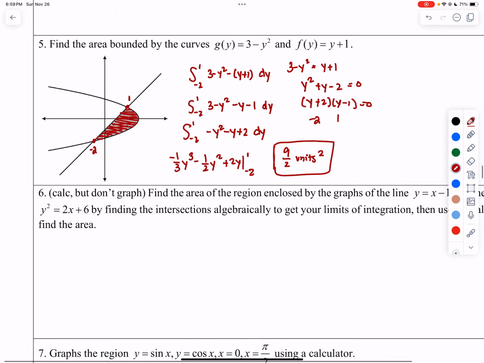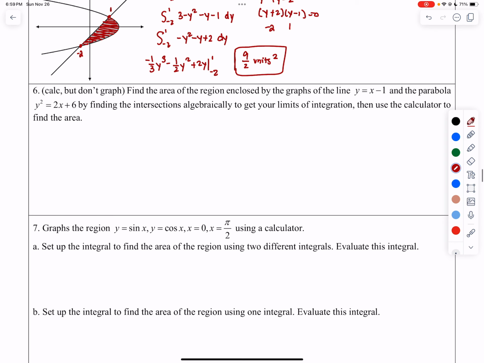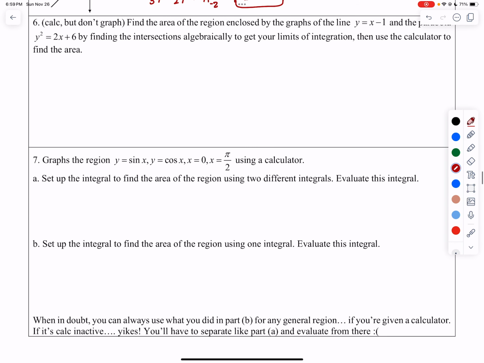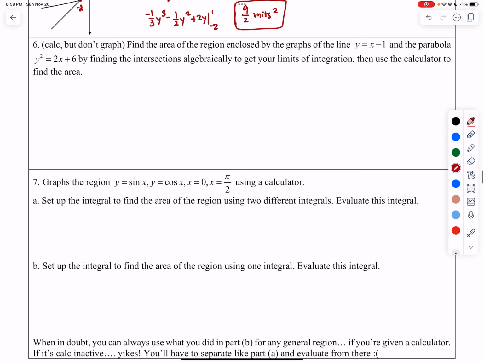All right, same thing for number 16. We want to find the area of the region enclosed by the graphs of the line y is equal to x minus 1 and the parabola y squared is equal to 2x plus 6, by finding the intersection algebraically to get your limits of integration, then use the calculator to find the area.